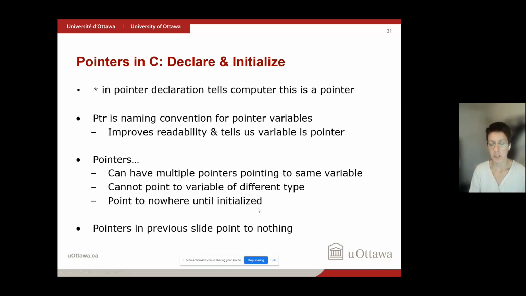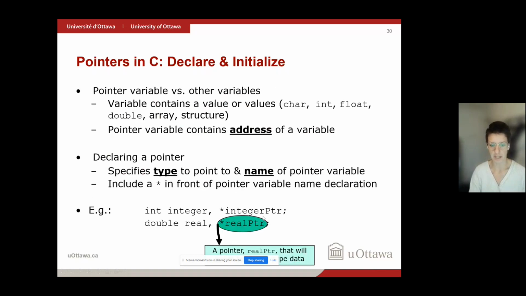And pointers point to nowhere until they've been initialized. So we declare a pointer, but until we initialize it, it's pointing to nowhere. Pointers in the previous slide, those don't point to anything, right? So this is a declaration. We haven't initialized anything yet, so we've allocated memory for them, but we haven't put anything inside them. So currently, these are pointers that point to nothing.